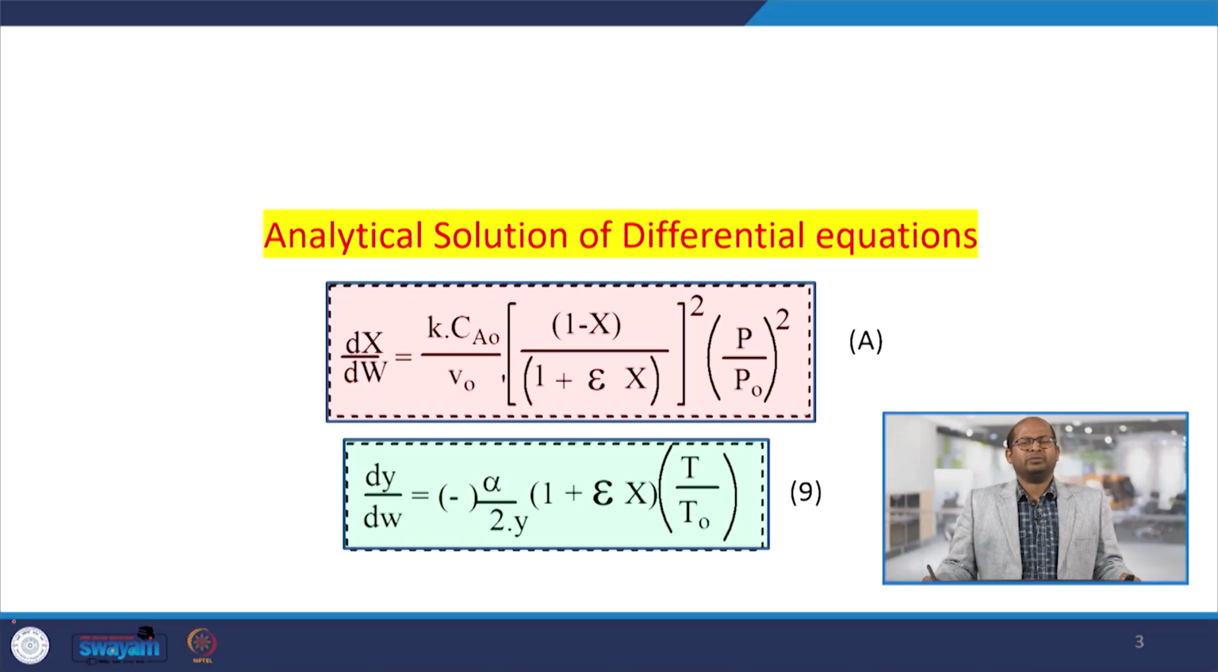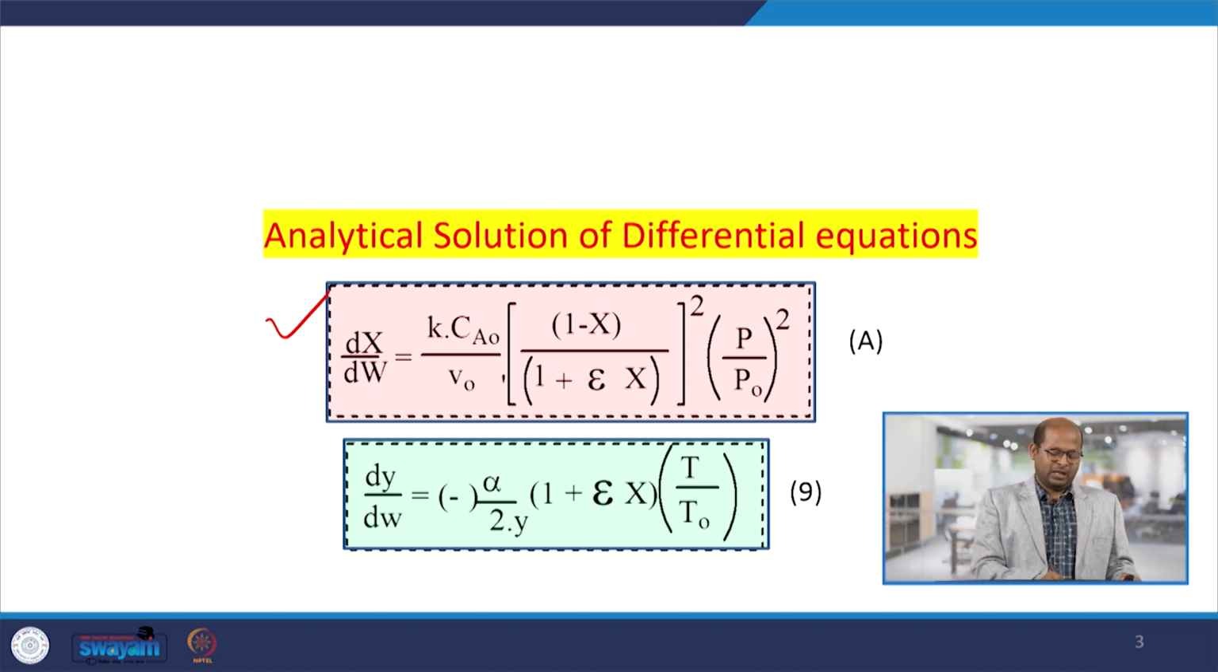Today we will discuss the analytical solutions of the differential equations that we have already derived for packed bed reactors by considering the design equations. These are the two equations we have derived from the design equations of the packed bed reactor. The first one is dX by dW, as a function of pressure as well as conversion of that particular reaction.